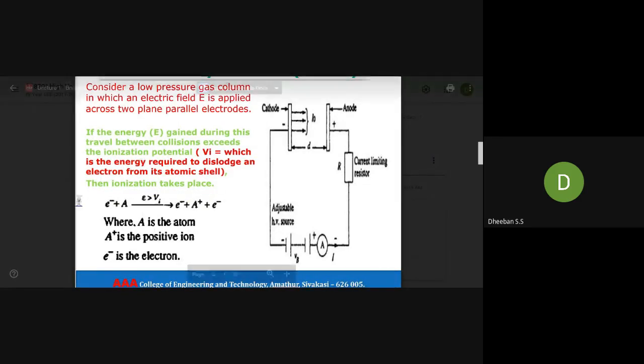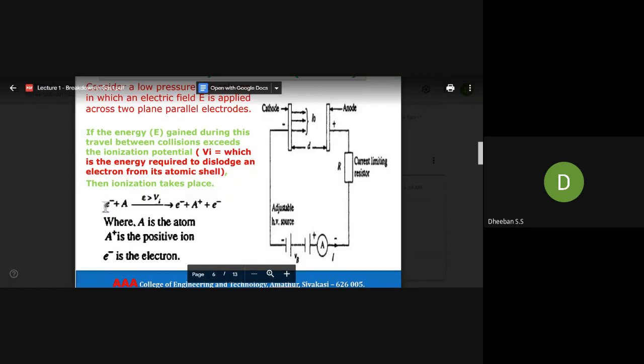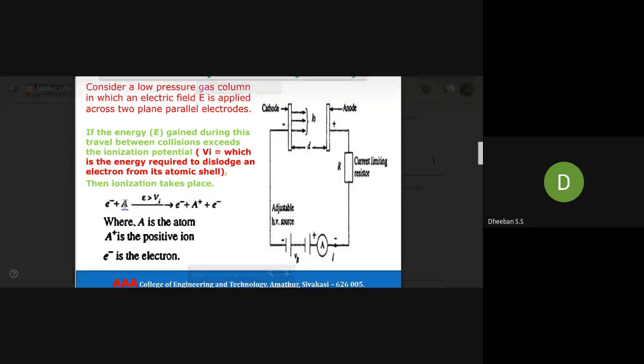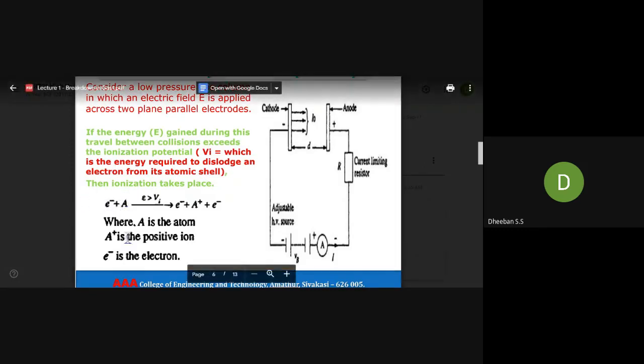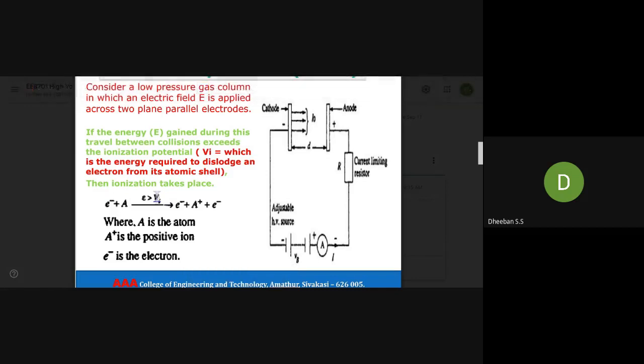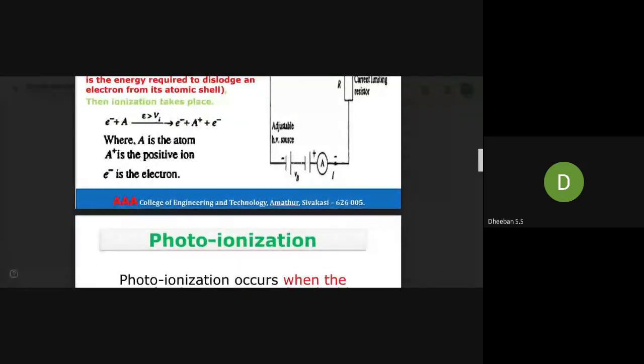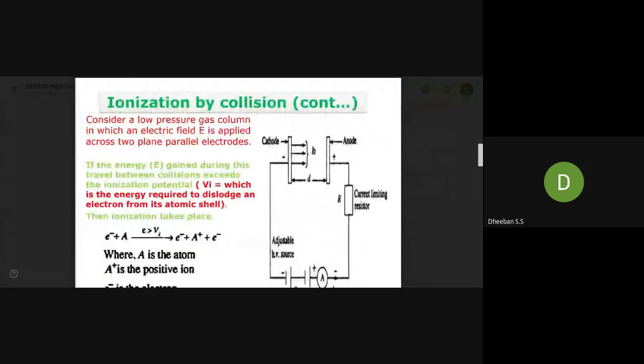So here, only when this electron gets attached to this atom, the condition is that your applied voltage must be greater than your ionization potential. Ionization potential is nothing but the energy required to dislodge, meaning remove, an electron from its atomic shell. So this is a normal ionization process.